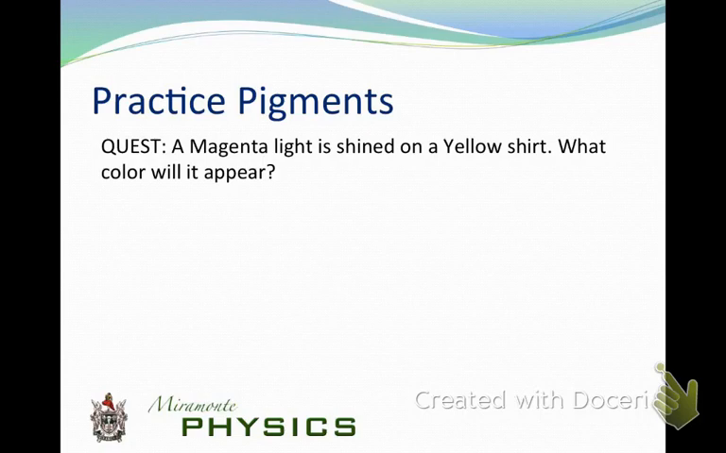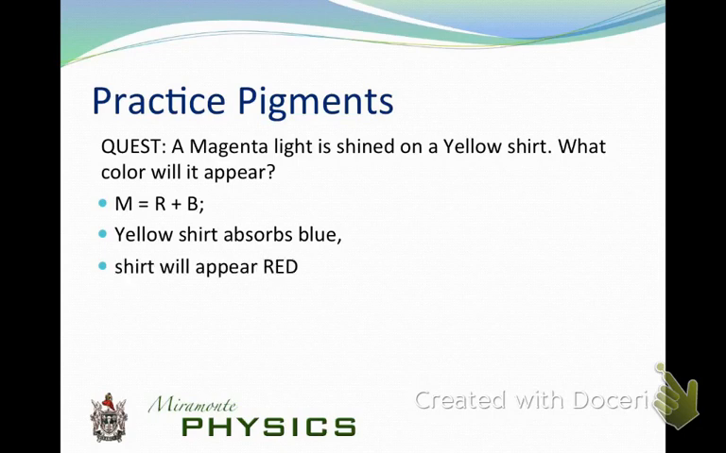Magenta light is red and blue, and it shines on a yellow shirt, which reflects red and green, so it's going to appear red. It's going to absorb the blue, right? Magenta is red and blue, that's the light. A yellow shirt absorbs the blue and reflects red and green, but since it's only seeing red, it's going to reflect the red. So a yellow shirt will appear red if you shine magenta light on it. That's trippy, right? You have to really think through that. So this stuff isn't easy, but with practice it gets easier.